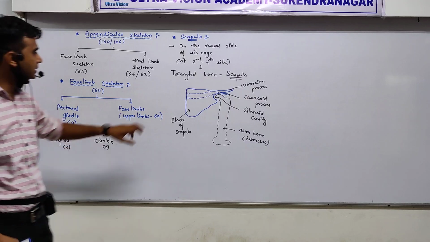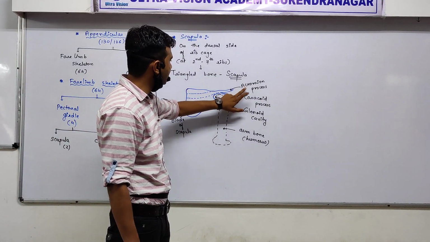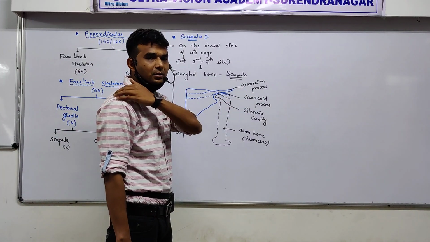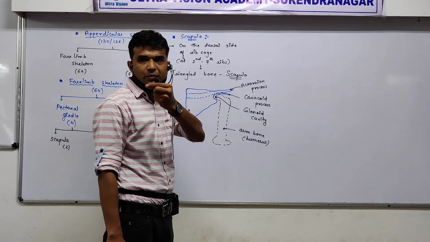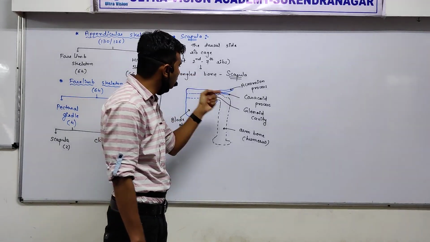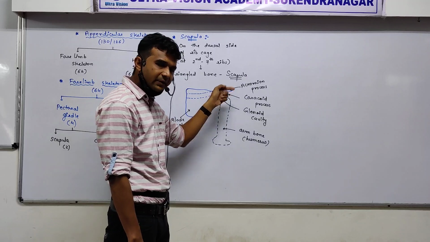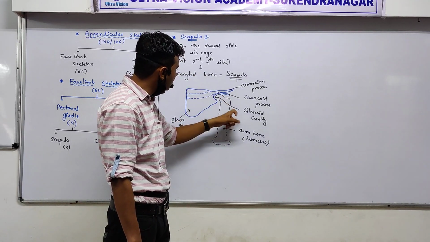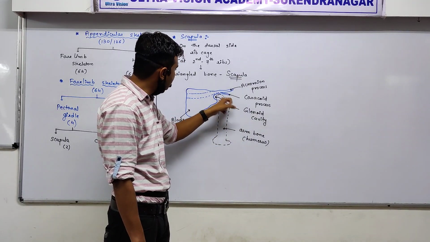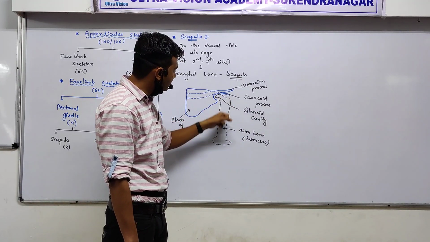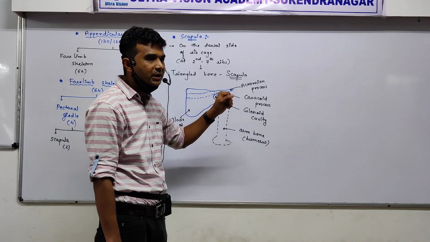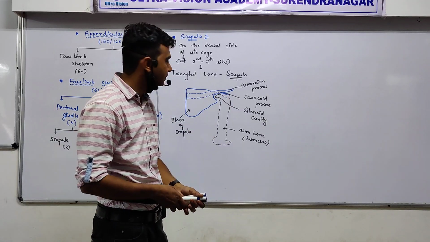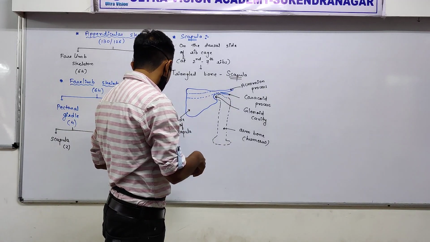Okay, so here this large projection is known as the Acromion process. Fine, and then a very small process which is just above the glenoid cavity. I will show you that on the bone. Fine, and one cavity is known as the glenoid cavity, and it articulates with the head of the humerus and forms the shoulder joint. So this is about the scapula.